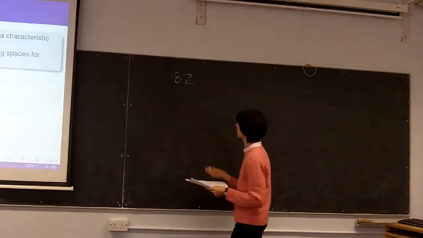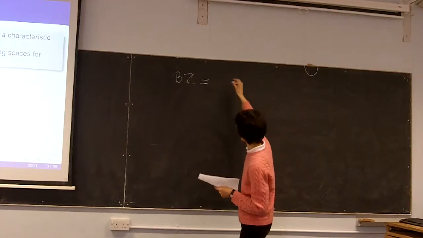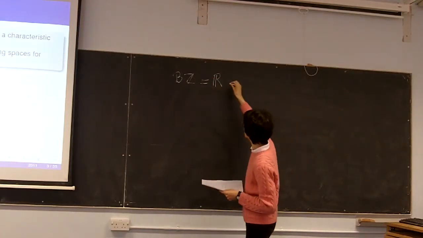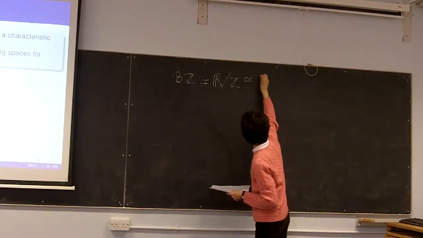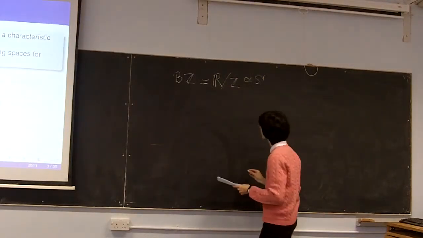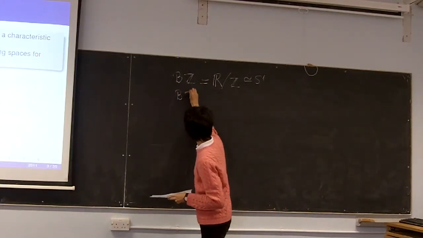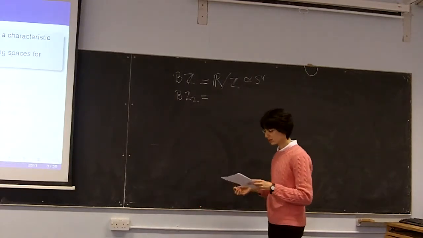the classifying space of the integers? We need a space on which the integers act freely, then we close it out, and we have that this is. Well, for example, we could have another example, classifying spaces for Z2.